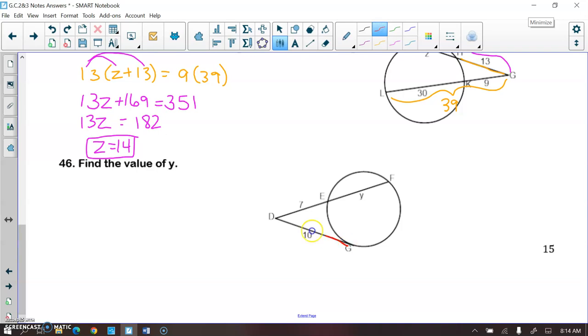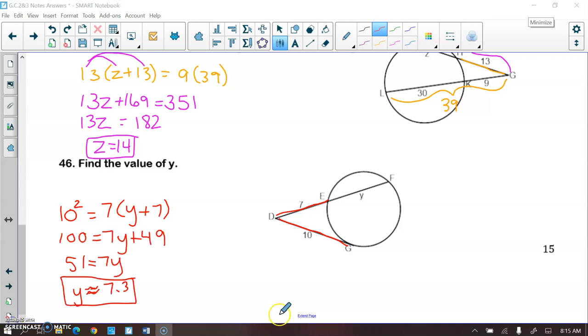For the last one, we have a tangent, so the tangent squared is equal to the outside of my secant times the whole secant. I'm going to have you find y from here. Pause the video, then resume to check your answer. Okay, you get y is approximately 7.3. That brings us to the end of this lesson.